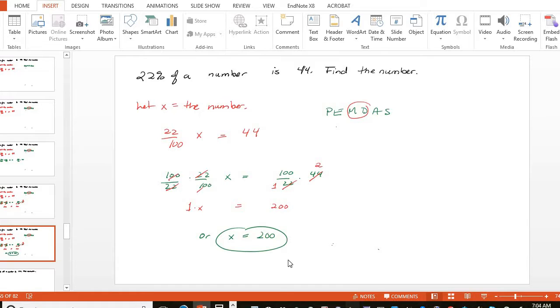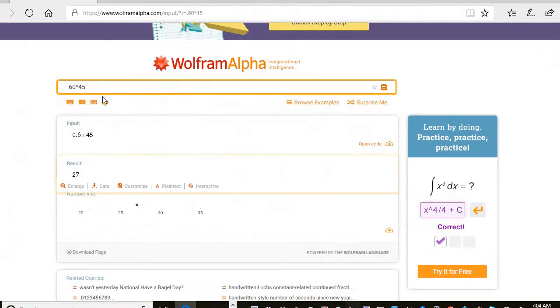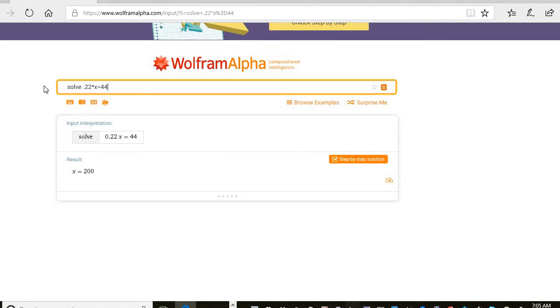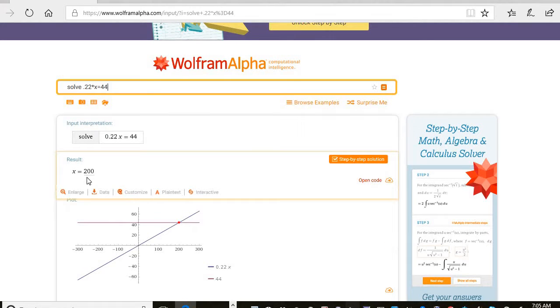Now, let me show you something cool. I think I've already shown you this on Wolfram Alpha. I can just tell it, solve 0.22, which is the percent, 22%, times x is equal to 44. That was my equation. I can just tell it to do that, and it gives me x is 200.